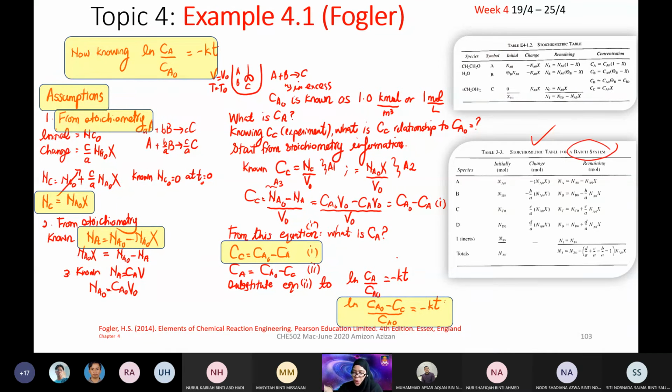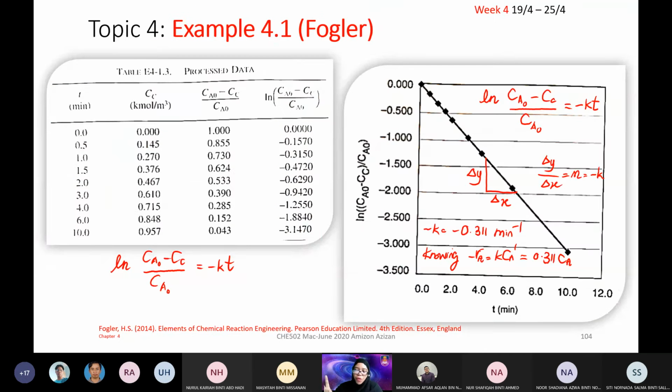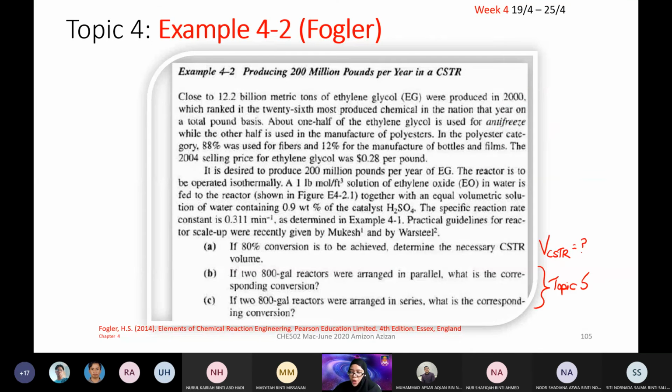So you may try this at home as well. At home, you may try this. Example 4.1 in Fogler. Once you have that, then you can determine your K.